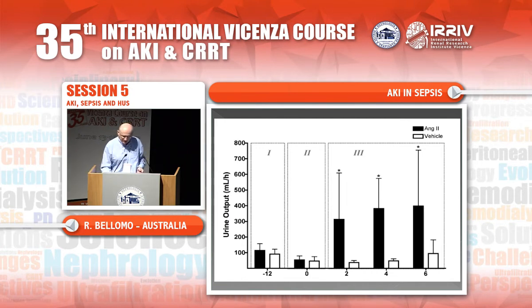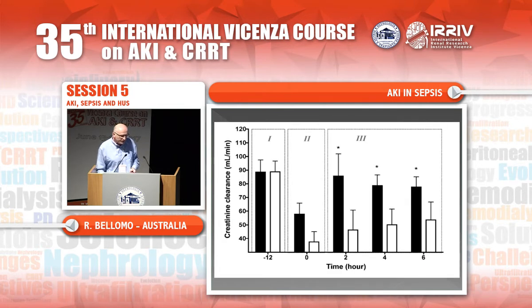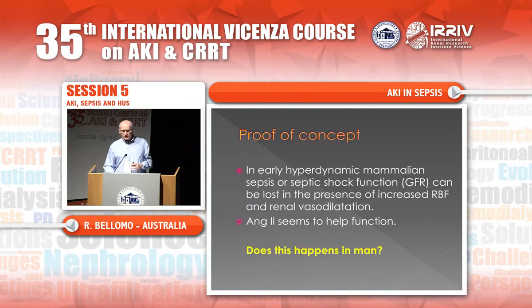So it's quite a spectacular effect on urinary output, and it is also associated with an effect on creatinine clearance. So this provides evidence in the animals, at least, that in experimental hyperdynamic sepsis, there is a loss of GFR that occurs in the presence of increased renal blood flow and renal vasodilatation, and this loss of function appears to be improved by the administration of angiotensin II, which causes renal efferent arteriolar vasoconstriction. So this is an experimental model.